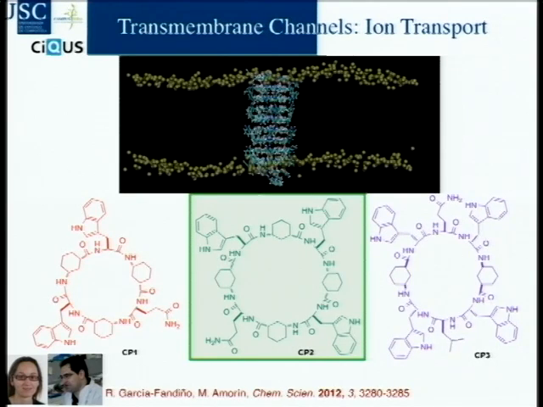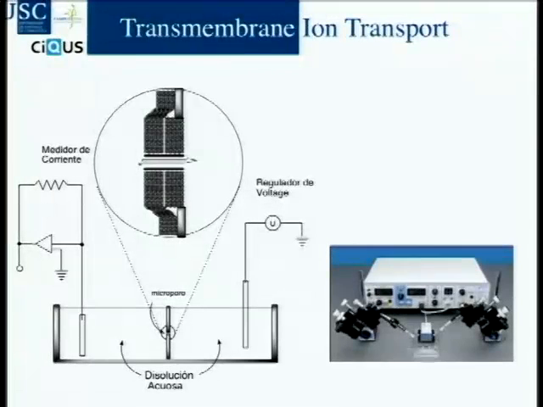Only the octamer, this one, shows some activity. How do we check the activity for transport of ions from one side of the membrane to the other side?